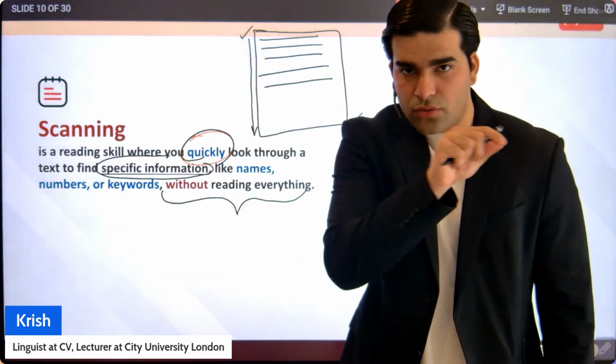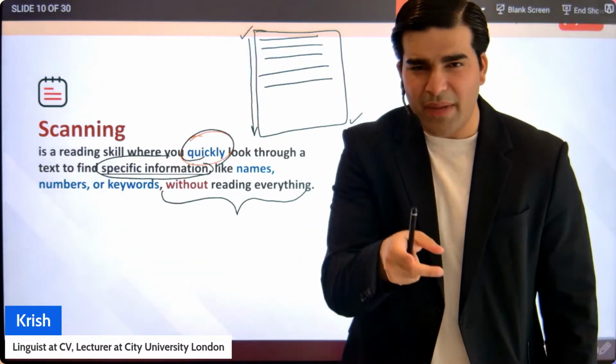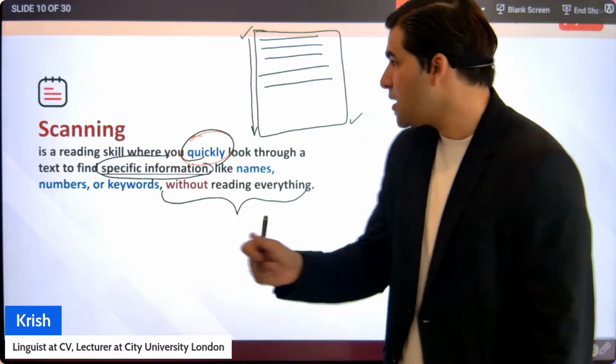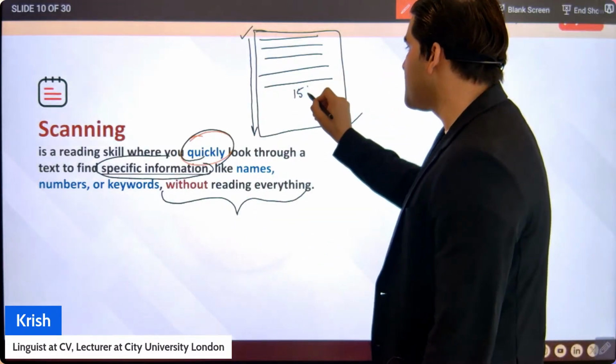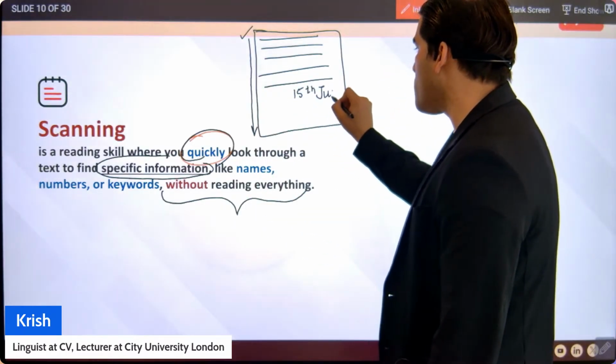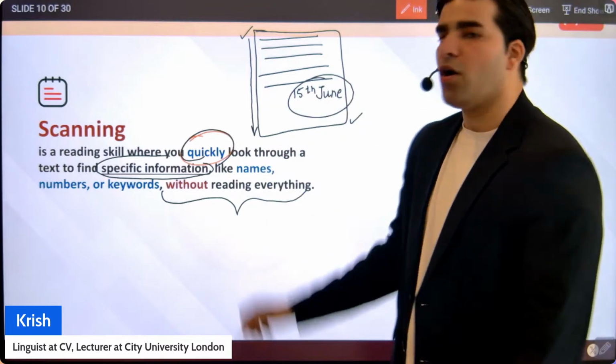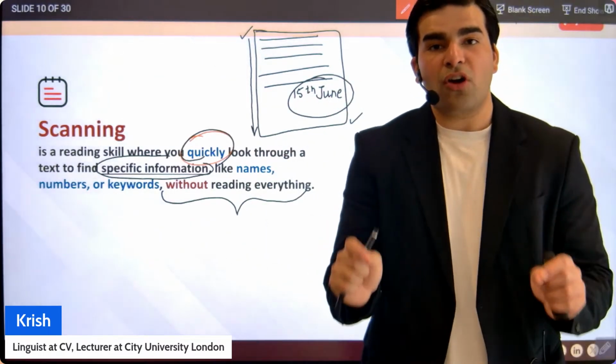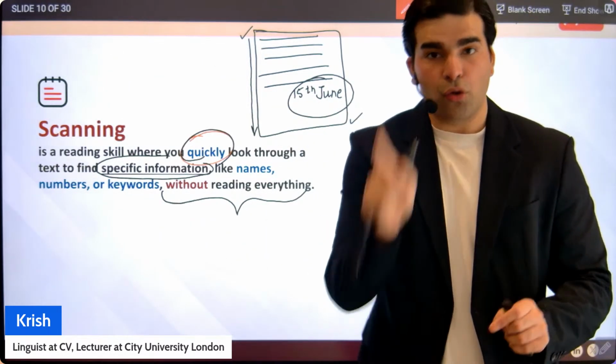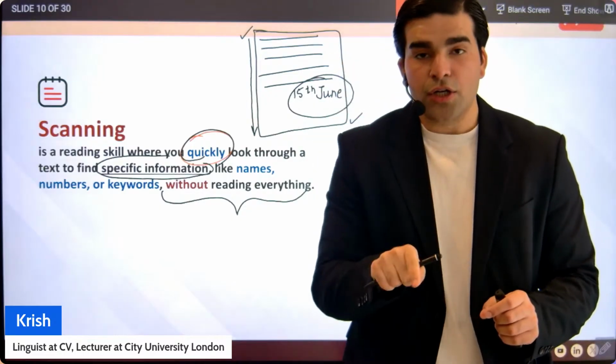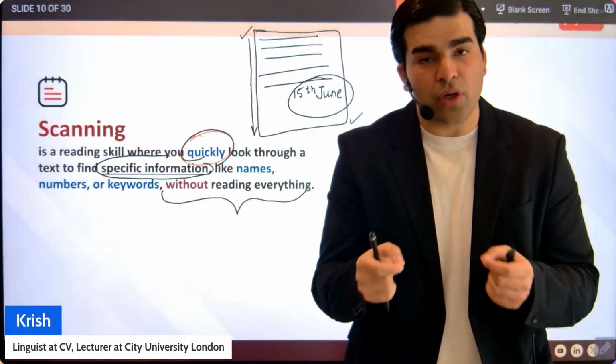Scanning means reading quickly and seeing where is the date mentioned. Is there any number that is mentioned? Somewhere here it says 15th June. Bingo, bravo. You do not read line by line. You only scan quickly to see where that keyword is that you're looking for.